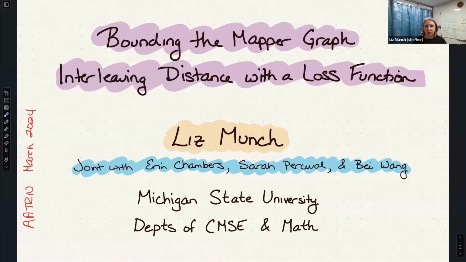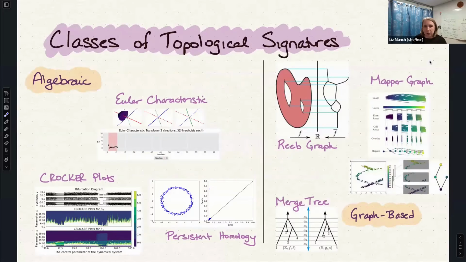Let's try to make sure my slides work. There we go. Okay. So big picture, this is sort of what I see in terms of TDA related things in general. There's broadly two classes of topological signatures that we tend to have show up in practice. There's the algebraic bucket of all of the things that come from probably something homology-based, Euler characteristics, persistent homology, Crocker plots, all these fun things. Today, I'm not going to talk about anything with that. Today, I'm going to talk all about graph-based signatures and how to work with those more directly.